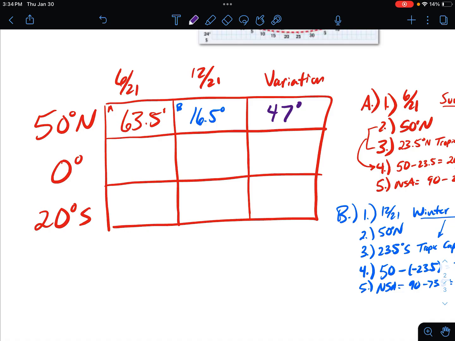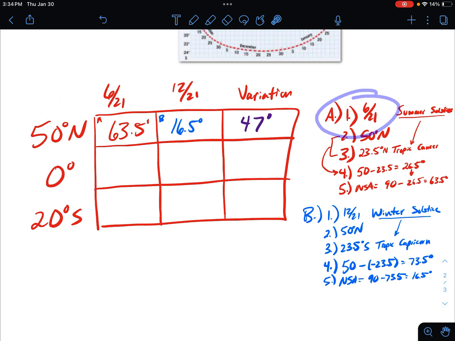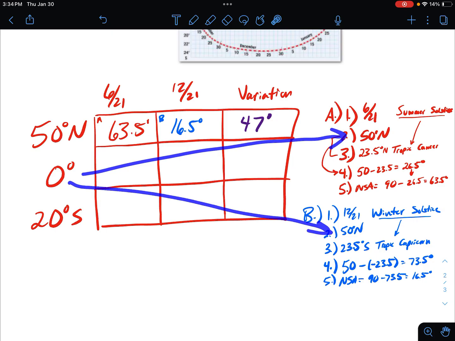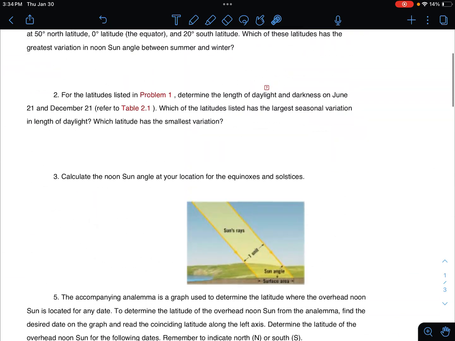Okay, so what you are to do is fill in the rest of these boxes by doing the same thing. We're going to use the same dates, A and B like this, but our latitudes are going to change. That's going to change your calculations. So this 0 degrees is going to be that 50-degree number, and then it's going to be that 50-degree number. And then 20 degrees south is going to go here, and then 20 degrees south is going to go here. So we've got to work on it that way. All right, so that's how you do question number 1.